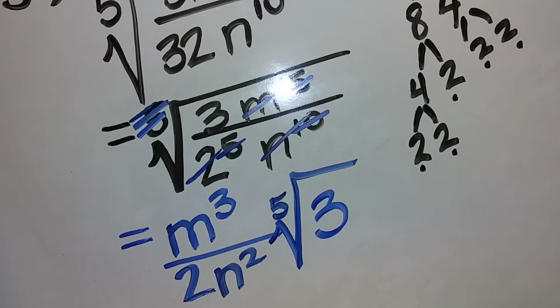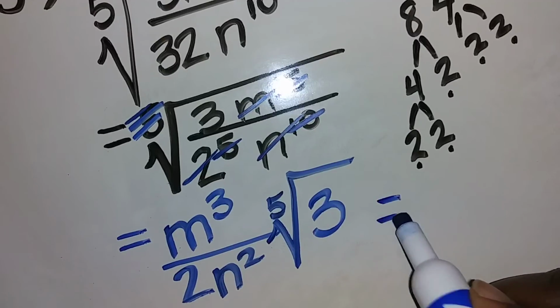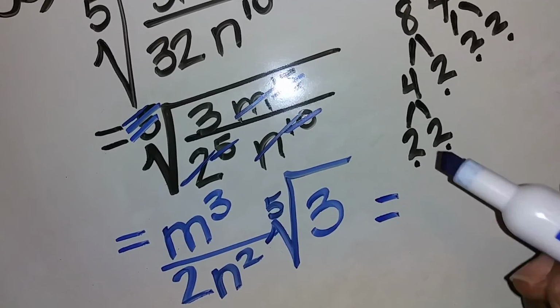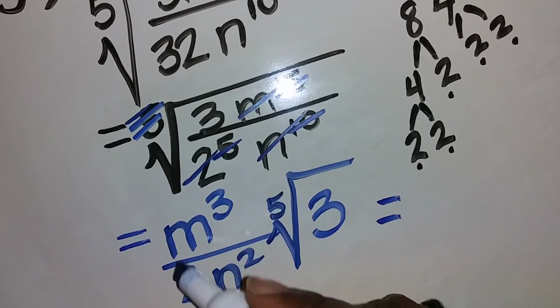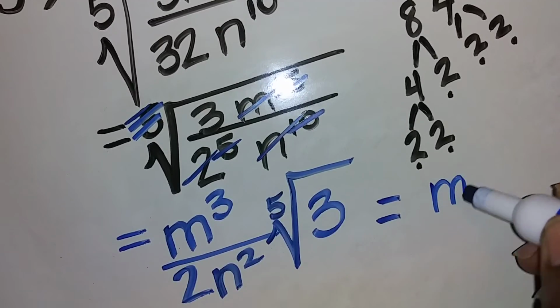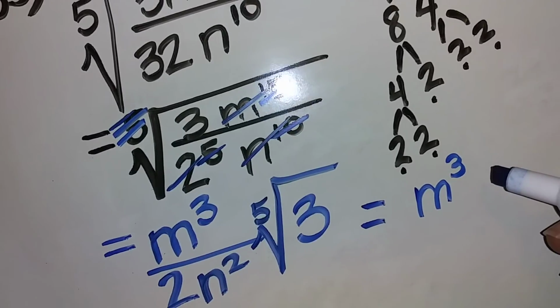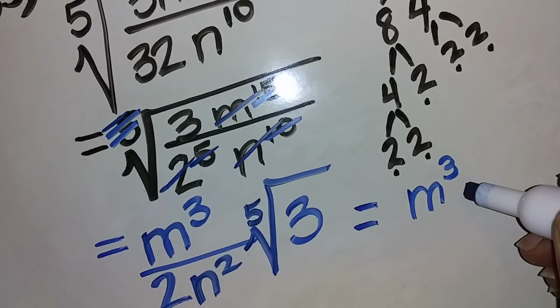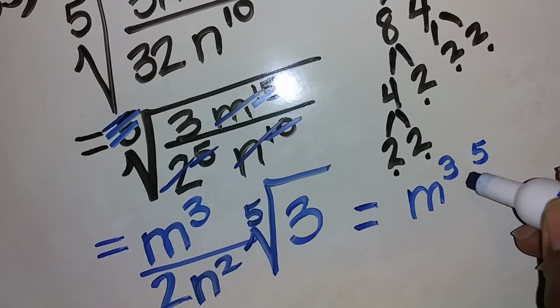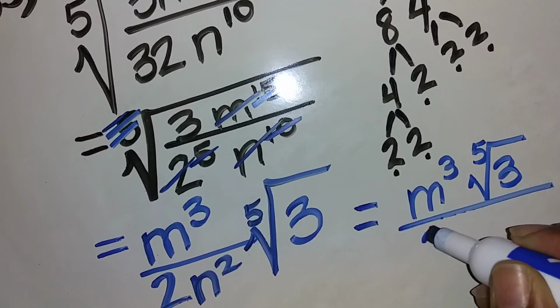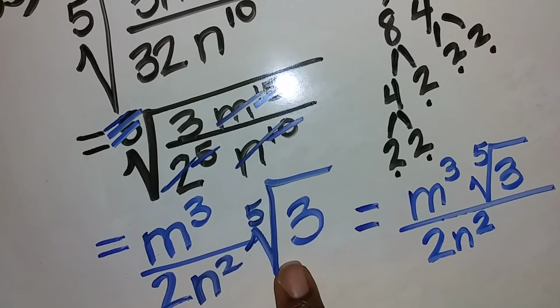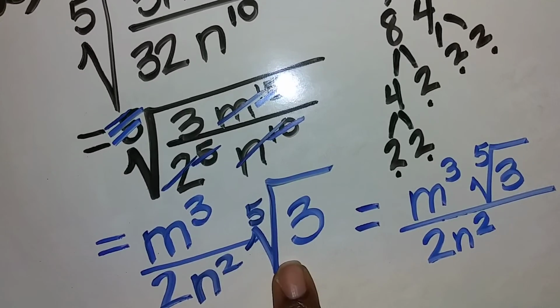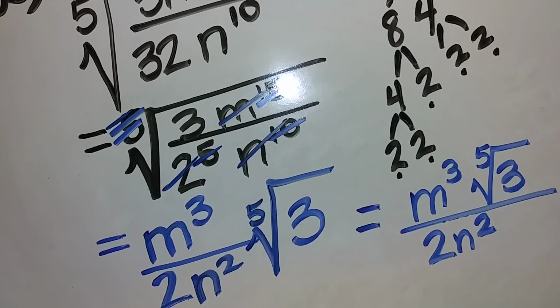Because 3 is remaining. Okay, so in the book, they do write it a little bit nicer than this. It looks a little ugly, and that's okay. We're going to fix it up like the book has it. In the book, they write it a little differently, but this is correct. They have m to the 3rd times the 5th root of 3, and then they put it over 2n squared. You have to remember right here that the 5th root of 3 is understood to be in the numerator. So in the textbook, they wrote it in the numerator and put everything over 2n squared.